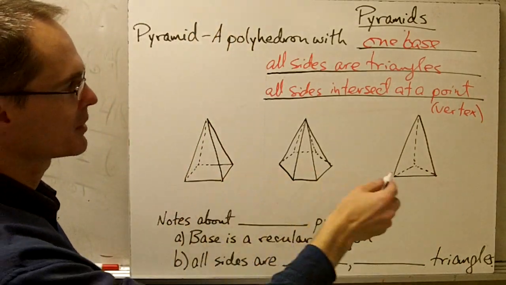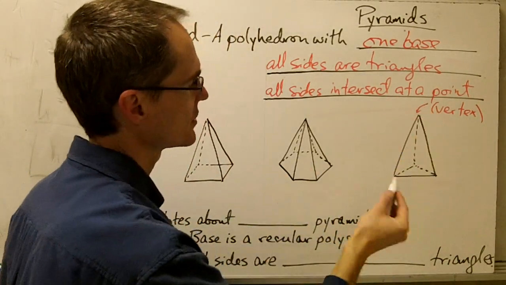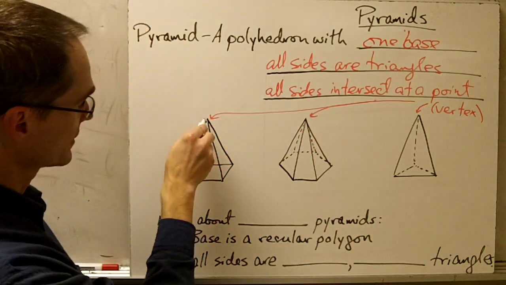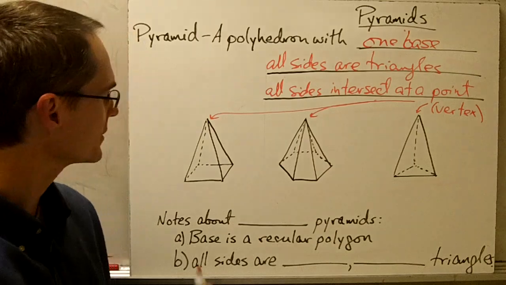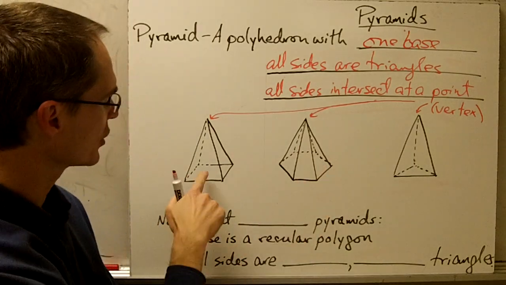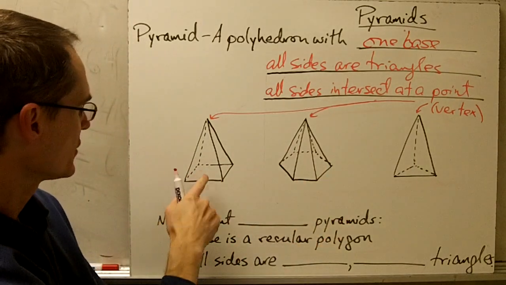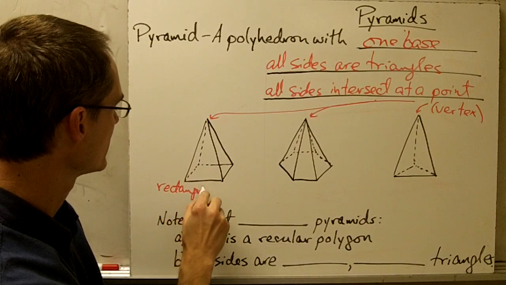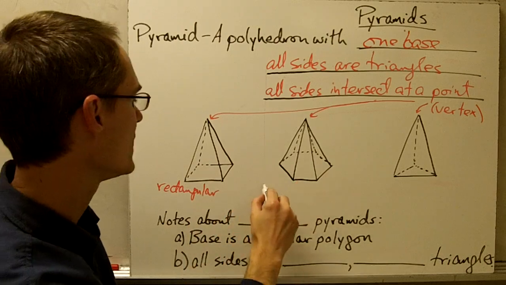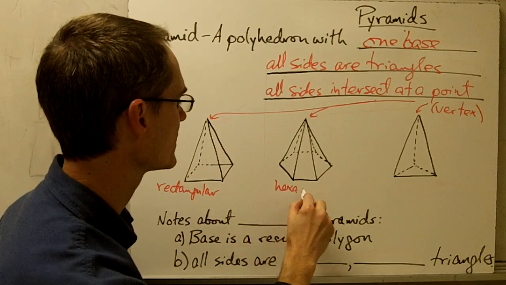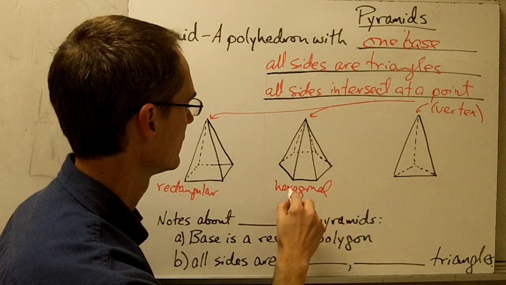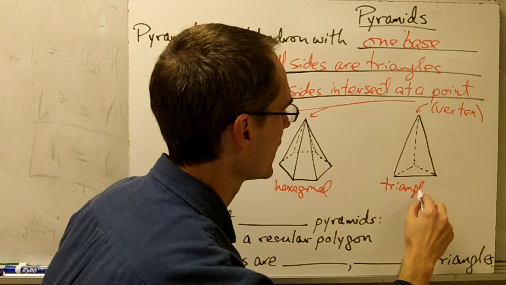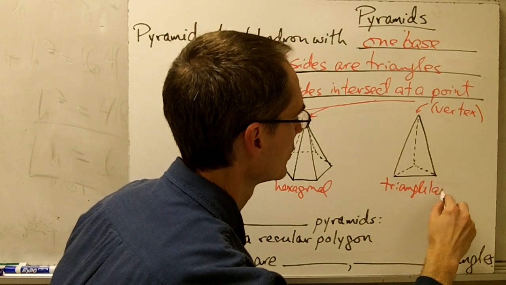So you can see on these three pyramids here in your notes, this is a vertex, this is the vertex, and this is the vertex. That's the point where all of the sides intersect. And the pyramids are named according to the shape of their base. So I can see this one is going to be a rectangular pyramid. Its base is rectangular. This one is going to be a hexagonal pyramid. Its base is a hexagon. And this one is going to be a triangular pyramid. Its base is a triangle, triangular.